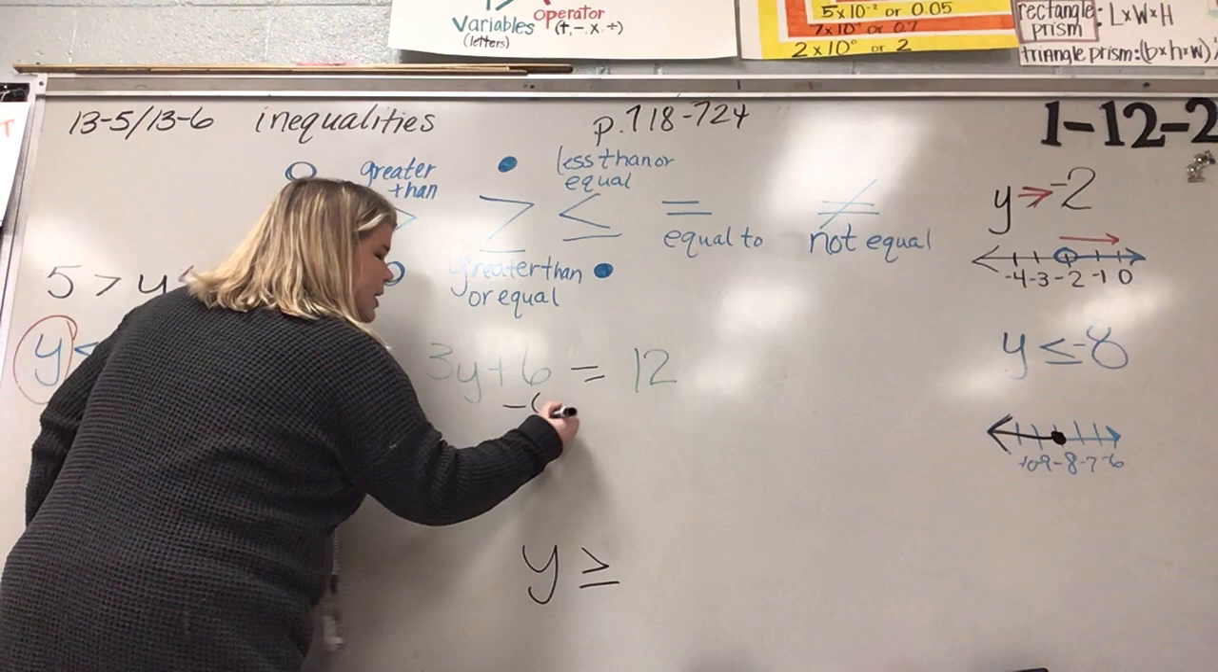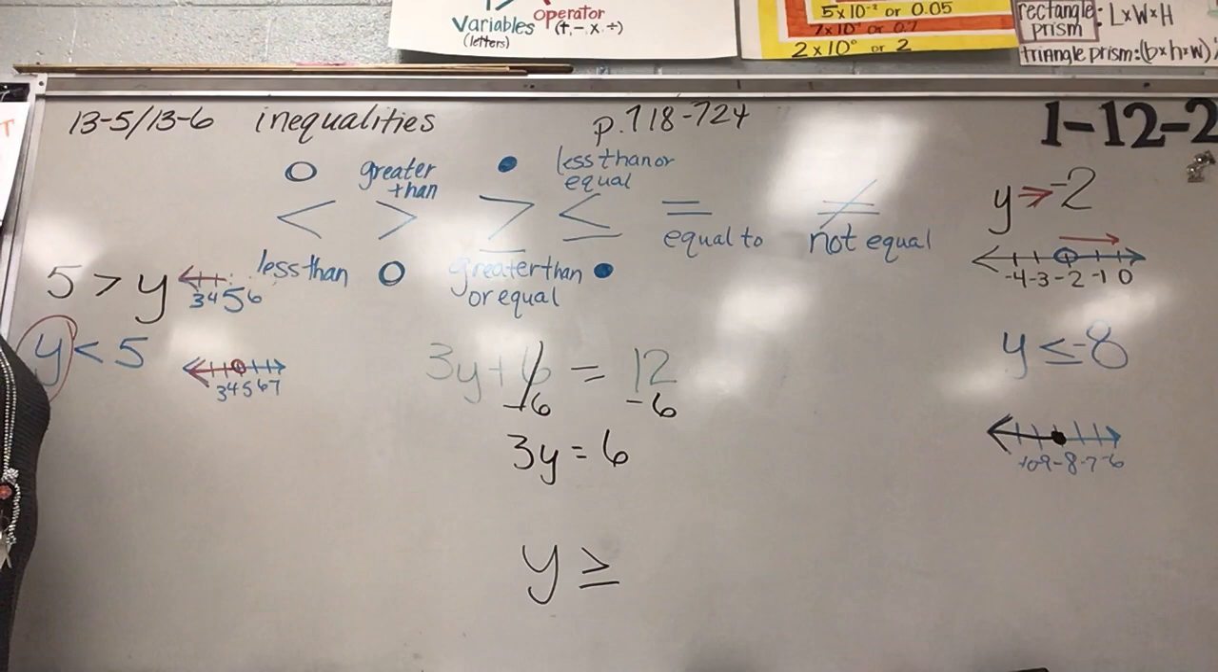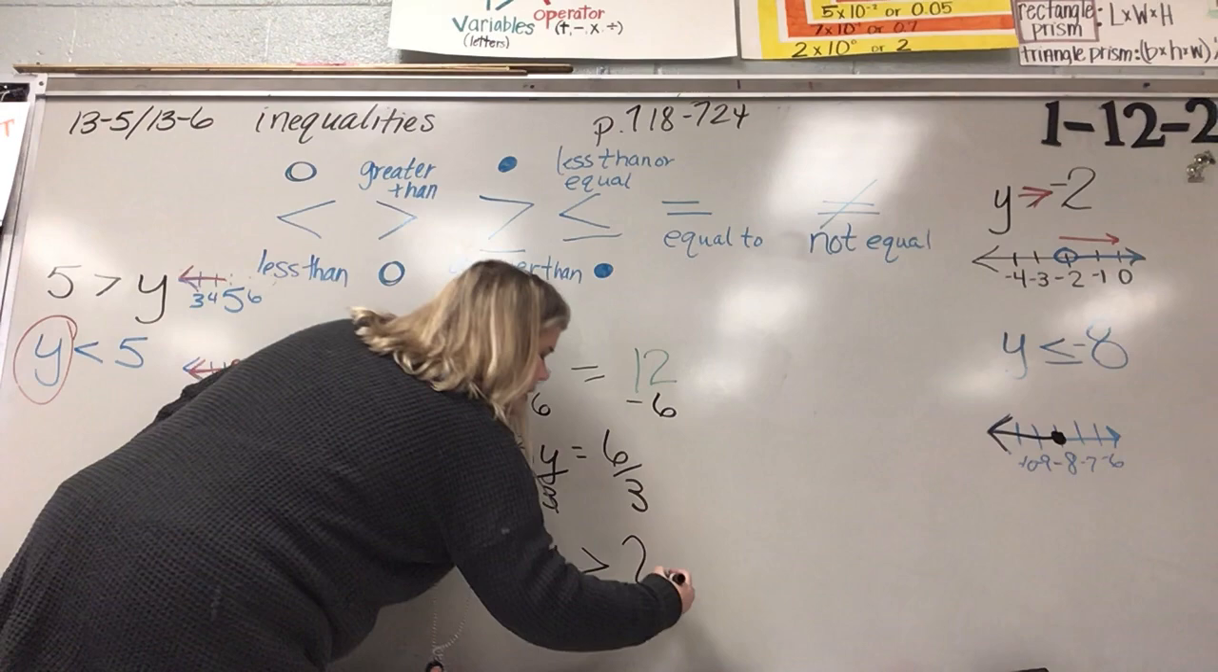Why can't you just 6 and 6 cancel out? That cancels out. Leaves me 3y equals 6. Then I divide both sides by 3. That cancels out. Left me the y. 6 divided by 3 is 2. Now, Brayden already said the answer was 2.